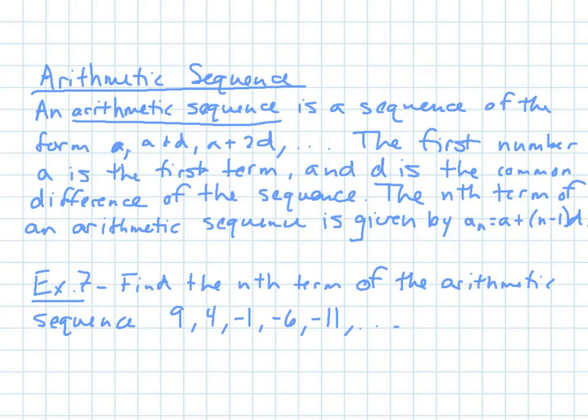Now the second thing we want to talk about is arithmetic sequences. So an arithmetic sequence is a sequence of the form: you start with a, and then the next term is a plus d, and the next term is a plus 2d, and so on and so forth. So a plus 3d, a plus 4d, and so on. Okay, so the first number is the first term, so that's representing a, and then the d is our common difference, so it's kind of like a linear function.